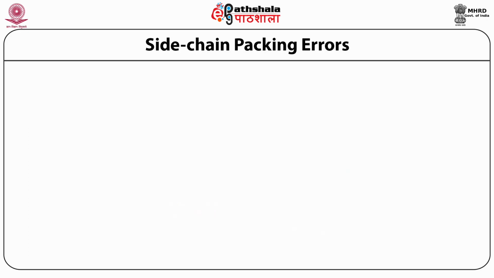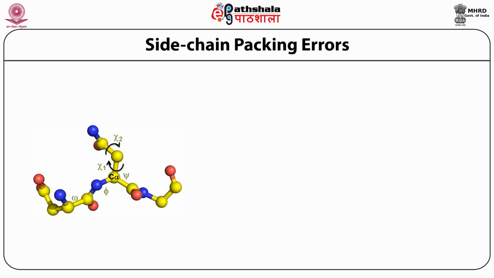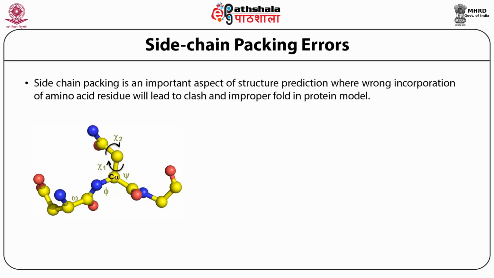Apart from the wrong fold, side chain packing is also an important aspect of structure prediction, where wrong incorporation of an amino acid will lead to a clash or improper fold in the protein model. Earlier you saw an example where a helix was predicted as a loop. It might be due to improper incorporation of amino acids, which led to a loop conformation rather than a helix conformation. That is the result of side chain packing.